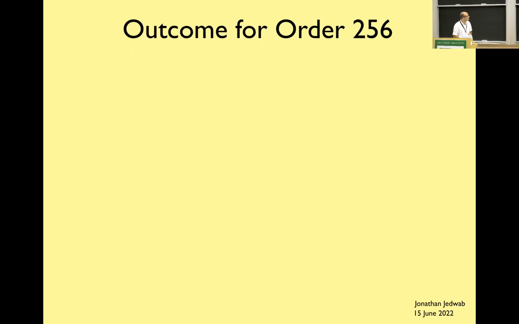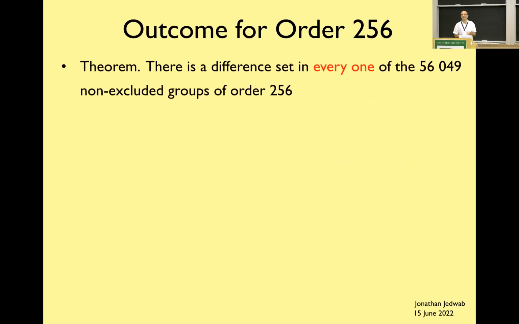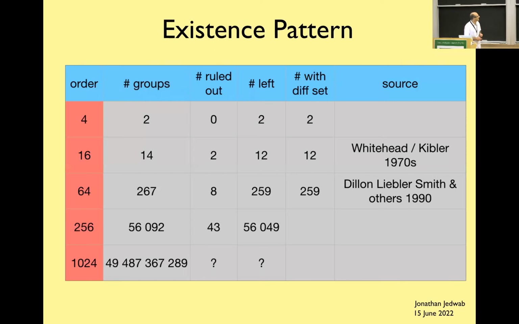So the outcome is that there's a different set in every single one of the non-excluded groups of order 256. We can fill that in the table. There it is.